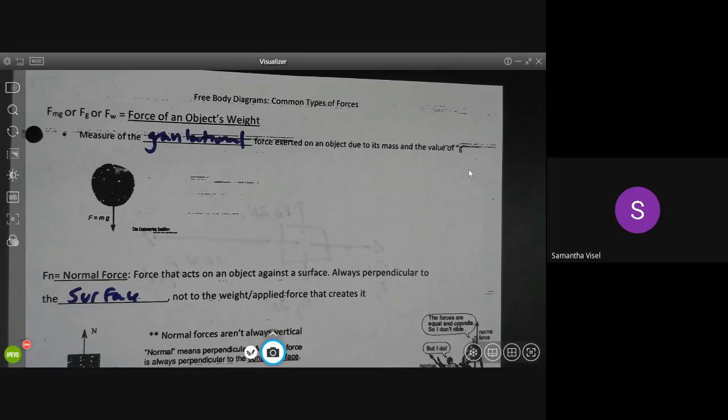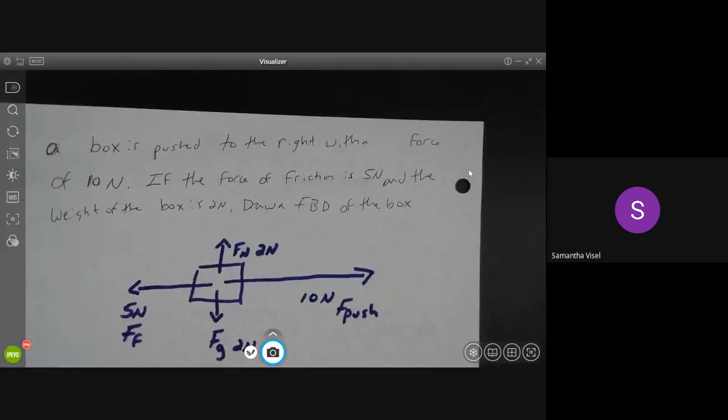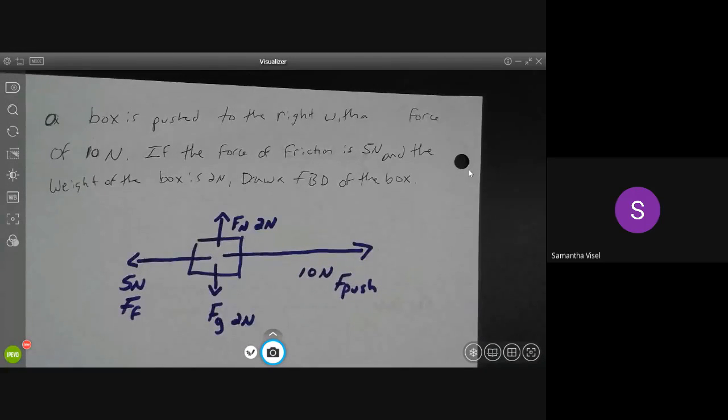This document here is going over the most common types of forces that we see in a free body diagram. Now, a free body diagram is a picture that represents all of the forces that are acting on a situation. On the back here, we have a practice story problem: a box is pushed to the right with a force of 10 newtons. If the force of friction is 5 newtons and the weight of the box is 2 newtons, draw a free body diagram, FBD, of the box.